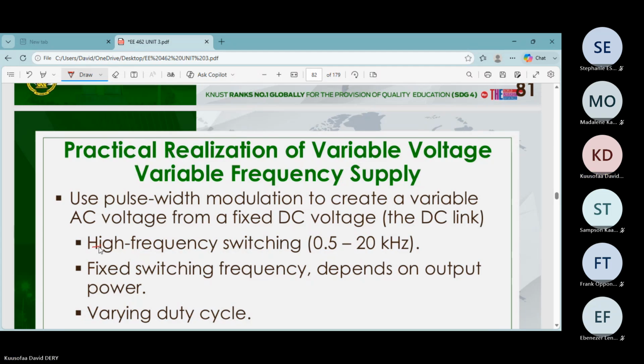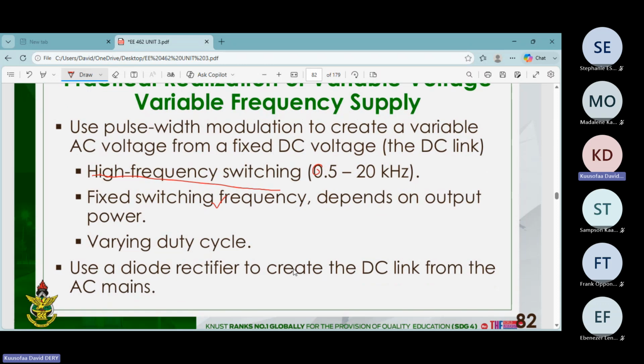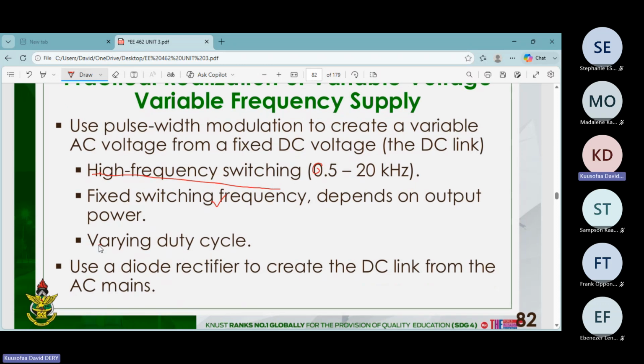So that is high frequency switching, typically from 0.5 kilohertz to about 20 kilohertz. You can also do fixed switching frequency, which depends on the output power. Or you do variable duty cycle, where you fix the switching frequency and vary the pulse. So that is the PWM that we are talking about.